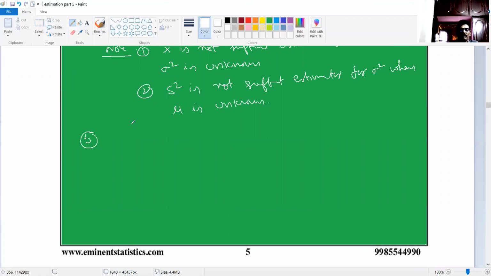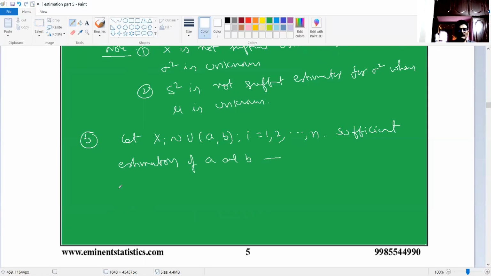One more example. Let xi follow a uniform distribution (a, b), i equals 1 to n. The sufficient estimators of a and b are dash. The PDF f of x is equal to 1 by b minus a, for a less than or equal to x less than or equal to b.